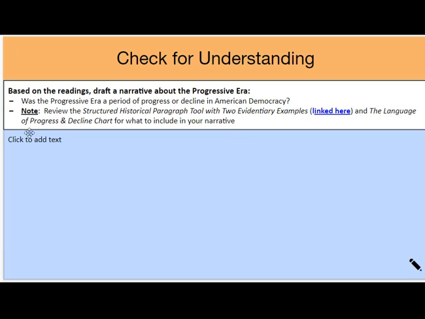That scary big blue box your teacher is going to give you. Was the Progressive Era a period of progress or decline in American democracy, meaning within the United States for democracy? So we thought about Teddy Roosevelt, and we're going to use our T-charts to help us out. Now, they want you to review the structured historical paragraph tool with two evidentiary examples.